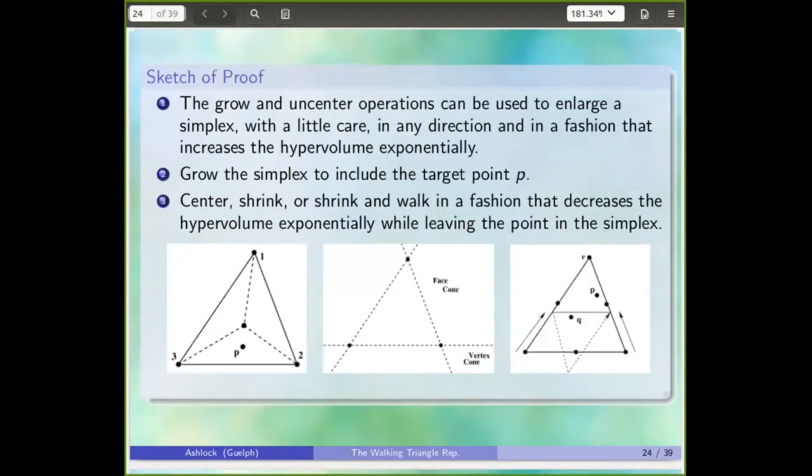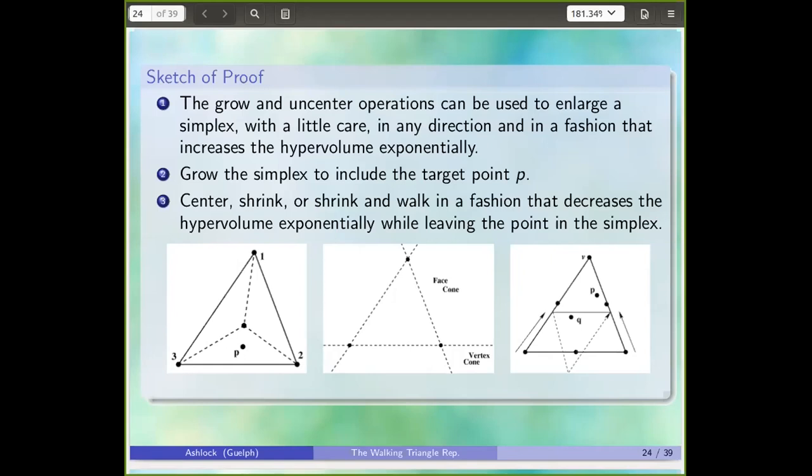So here's the sketch of the proof. The grow and uncenter operations can be used to enlarge a simplex with a little care in any direction, and the hypervolume increases exponentially with the number of enlargements. That means we can grow the simplex to include the target point P. You sometimes need one walk command to get oriented correctly, but then you can center or shrink in a fashion that decreases the hypervolume exponentially while leaving the point within the simplex.